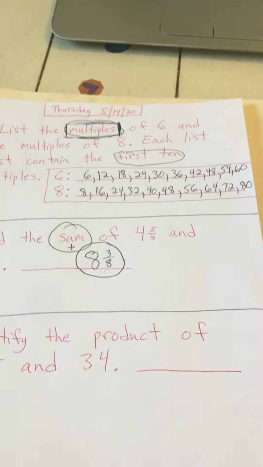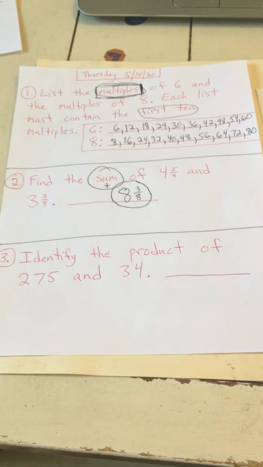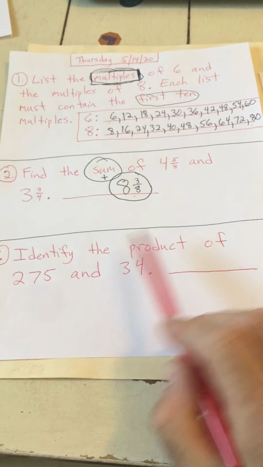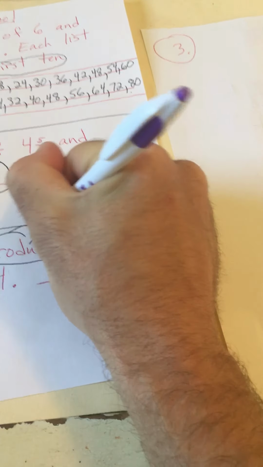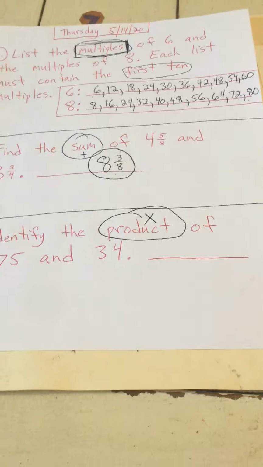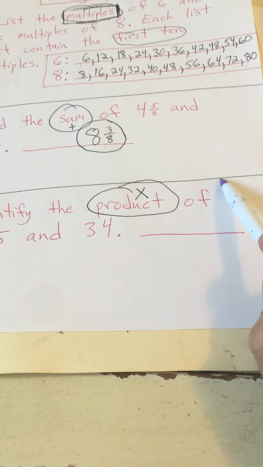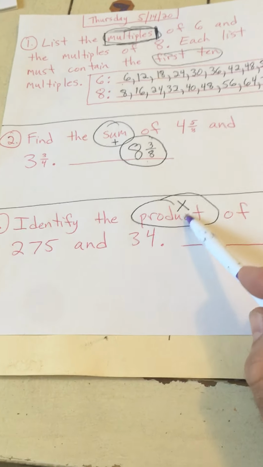And number 3, our last one here before the challenge problem, which I'll make a video for in a few minutes. It says to identify the product of 275 and 34. So you need to know that product is the answer to a multiplication problem. Think, when we do multiplication, I say, oh, there's the first partial product. That's part of the answer. The second partial product, we're going to be doing that in 1 second.